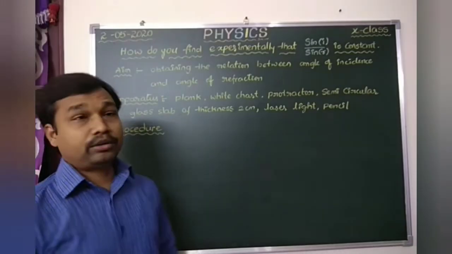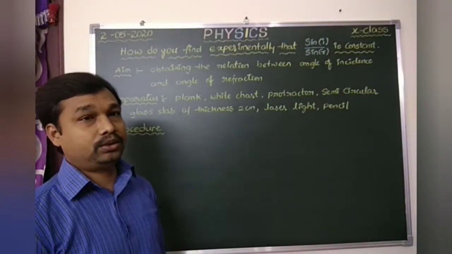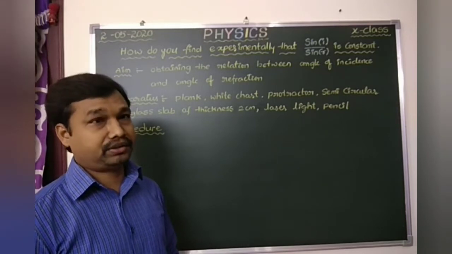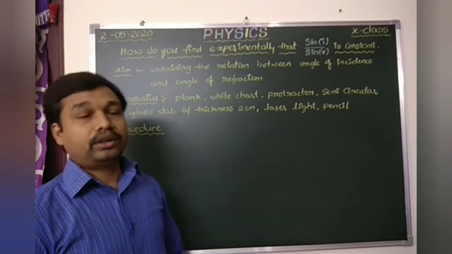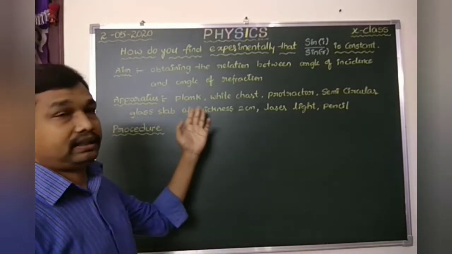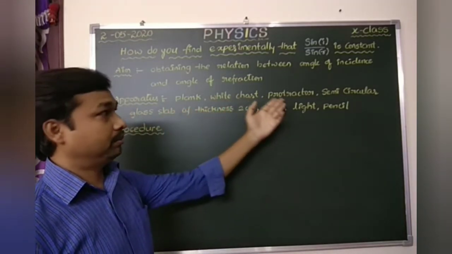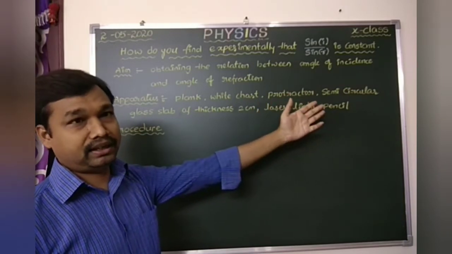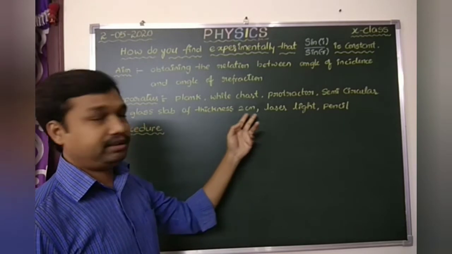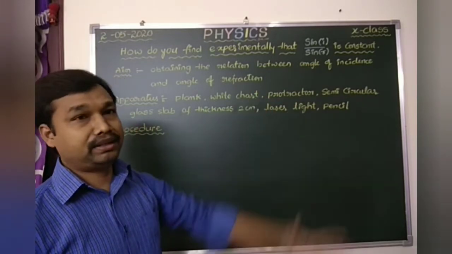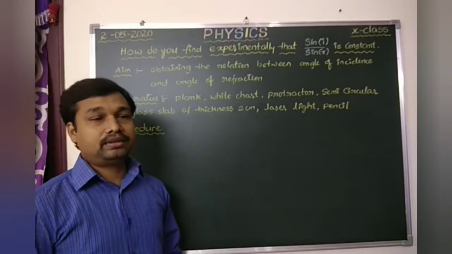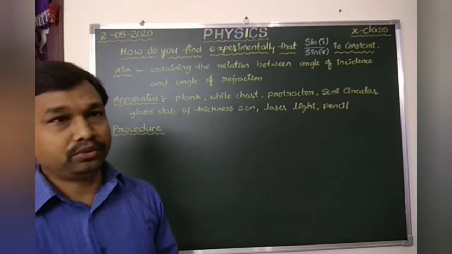Entering into our topic, our aim is to obtain the relation between angle of incidence and angle of refraction. What are the apparatus required in this? Mainly we require a plank, white chart, protractor, semicircular protractor, glass slab of nearly 2 centimeters thickness, laser light and a pencil. And what is the procedure? What do we need to do for that?